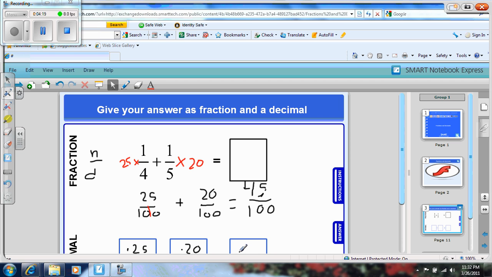45 over 100, since our denominator is 100, it's going to be 0.45. Okay? Okay, it seems like you guys are getting this. Let's move on to the next one. Let's see how you guys do.